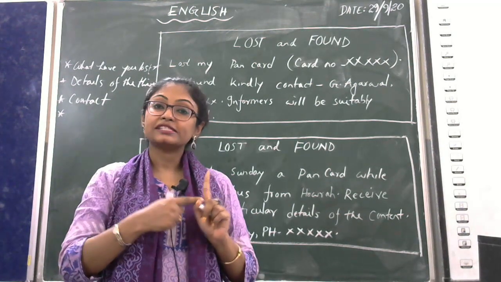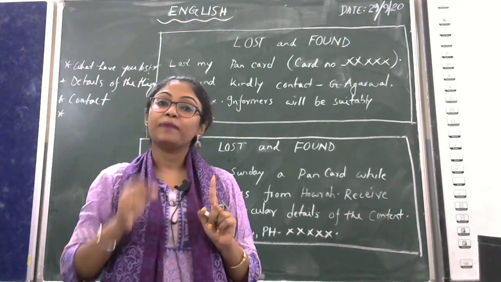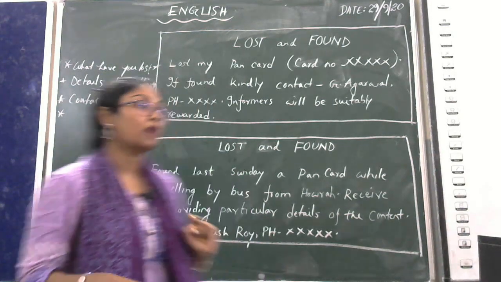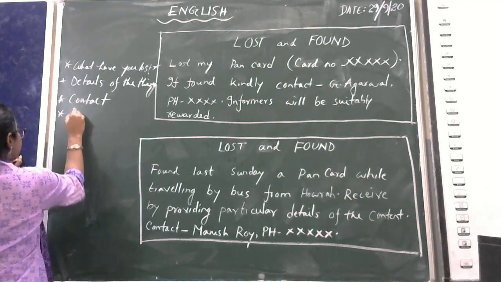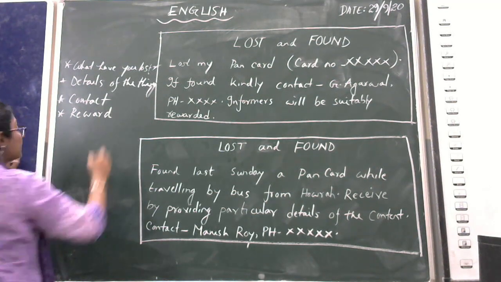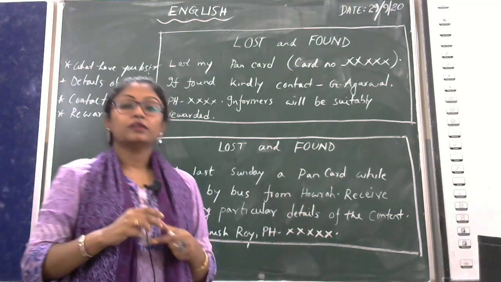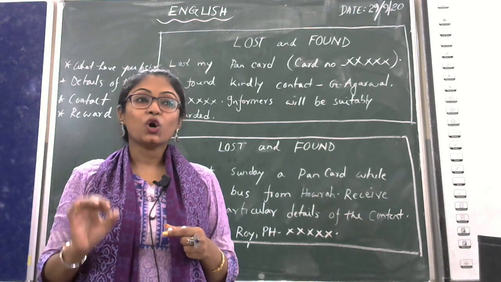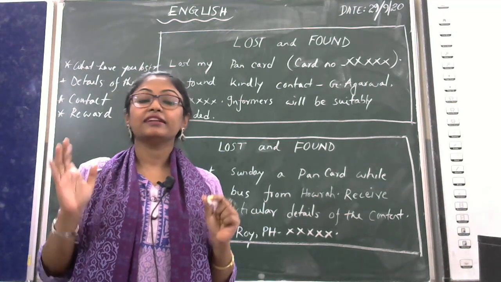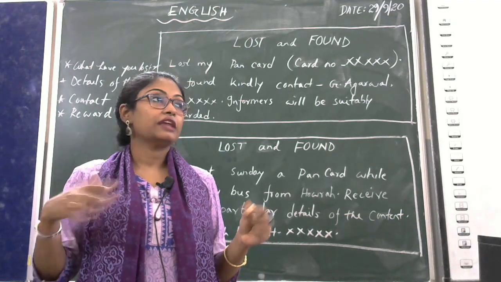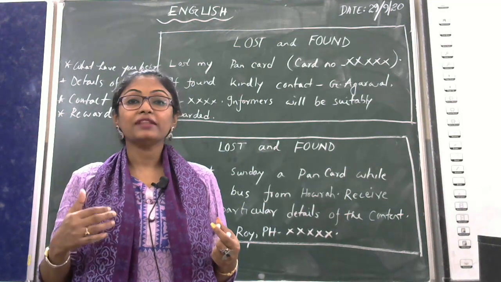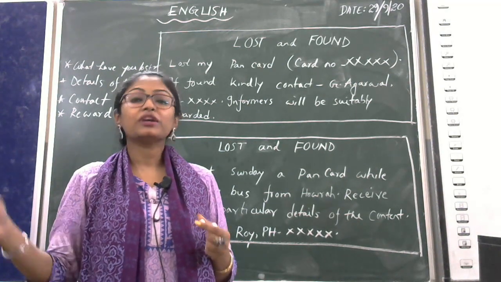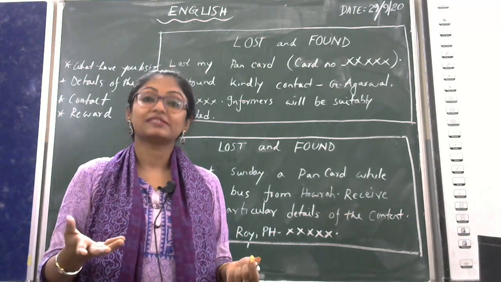Okay, so the first thing, what you have lost. Second, what are the particular details. Third, whom the person should contact. And the last one, if you want to tell that you want to give some reward, some prize. We always believe in the idea of give and take. If you don't tell that there is some reward or prize, then what is going to happen? The person probably has got this document, but he is not going to contact you because what is his benefit? It often happens.